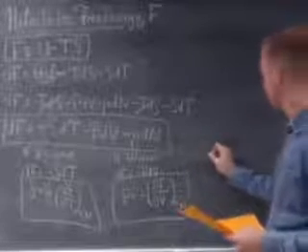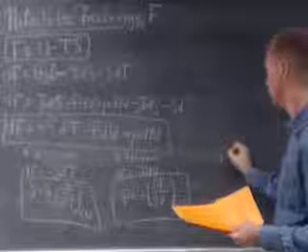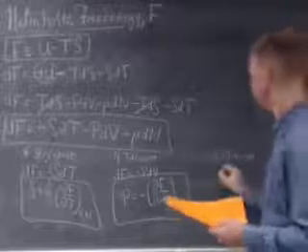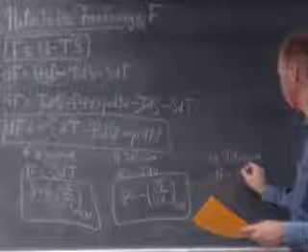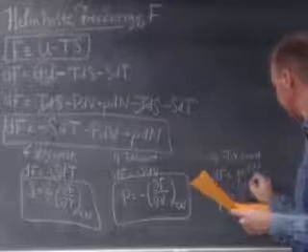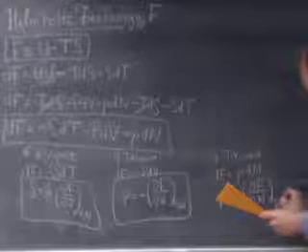Finally, if temperature and volume are held constant, but the number can change, then dF is 0 plus 0 plus mu dN, which means that the chemical potential is the change in the system's Helmholtz free energy with respect to particle number at constant temperature and volume.